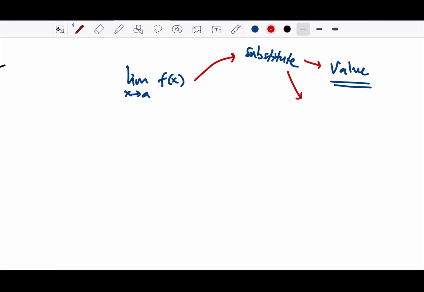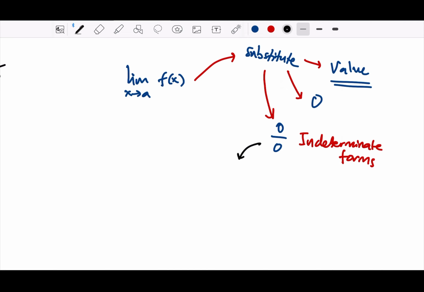The second, maybe it's 0, so it's also a value, and we are finished. Or we get what we call 0 over 0, an indeterminate form. Remember, in the previous section I mentioned this 0 over 0. What we can do is simplify it, rationalize, or use a trigonometric identity if we have one. So we can simplify it.